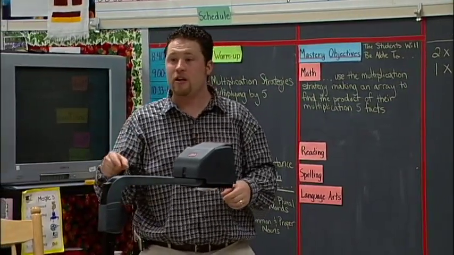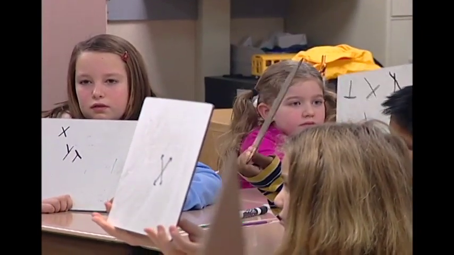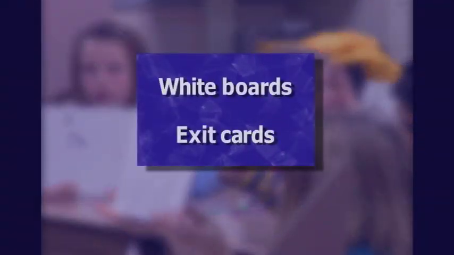We want to have them engaged in the process as much as possible because that's important for struggling learners to be able to feel a sense of accomplishment in the classroom by making math make sense. Two highly engaging whole class techniques are whiteboards and exit cards.